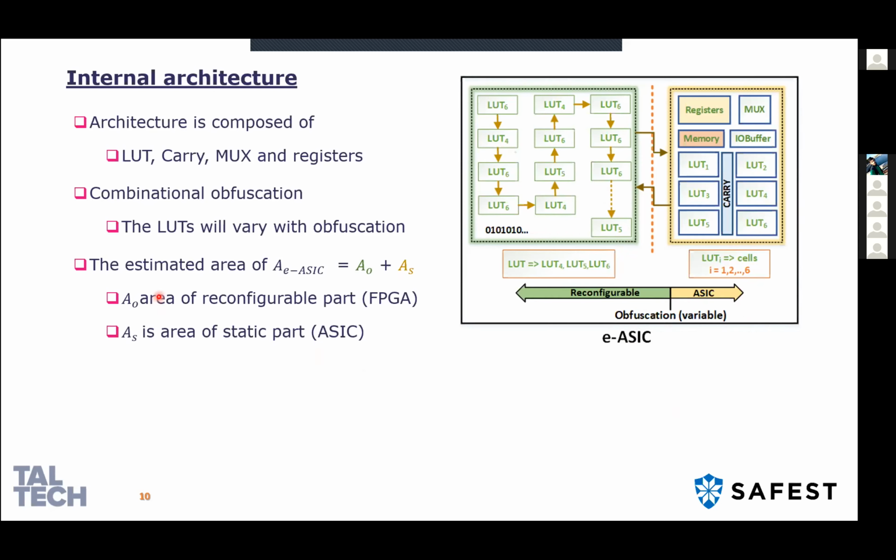So the total estimated area of the embedded ASIC is equal to A_R plus A_S, where A_R is the area of this reconfigurable part, and A_S is the area of this static part.